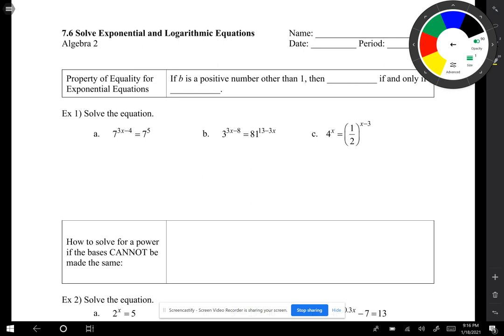It says, if b is a positive number other than 1, then b to the x is equal to b to the y if and only if x equals y.